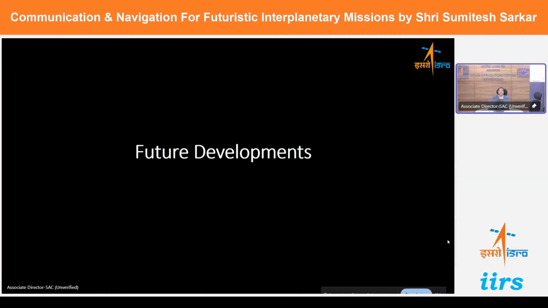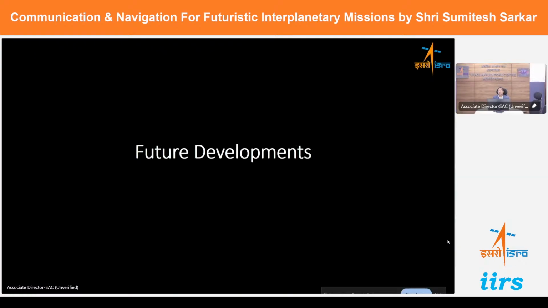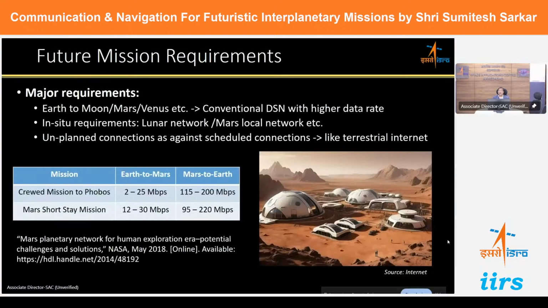Next, these are all in X, K and Ku band links, K and optical links. Next. Now, if you see, whatever I have explained so far, these are the existing DSN-based networks. Now, if you see the future developments, there may be colonies on the surface of Mars.